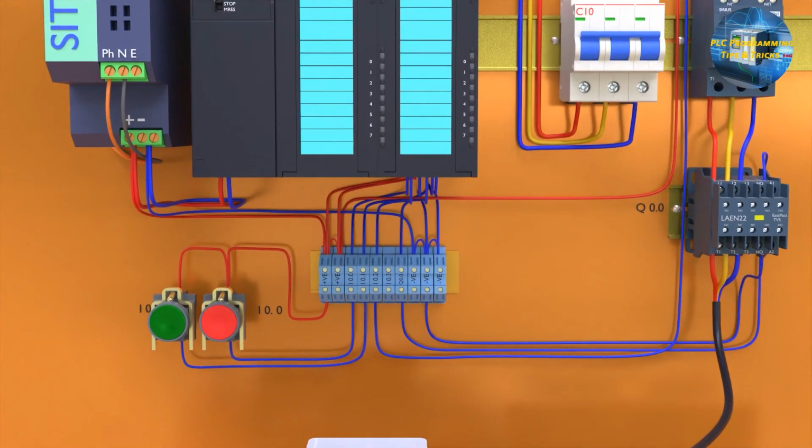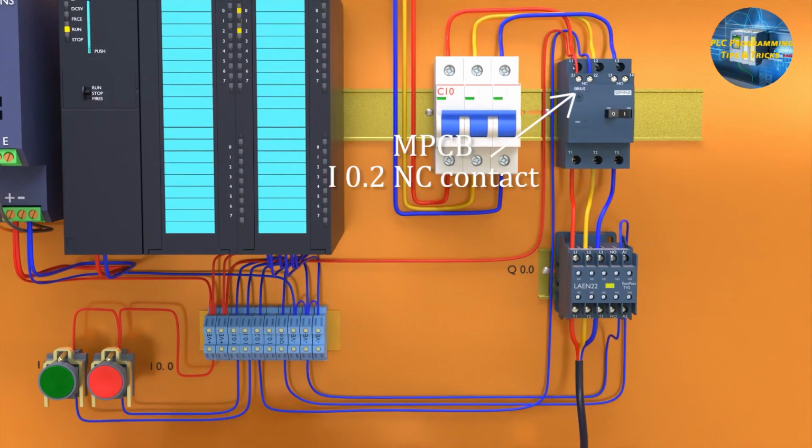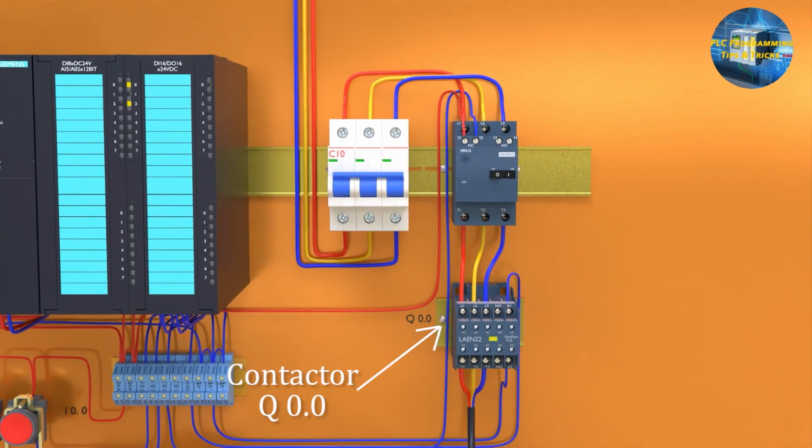Next we have a motor protector breaker. Its normal close auxiliary contact is wired at the I0.2 input of the PLC. Next, we have a motor contactor which is energized by the Q0.0 output of the PLC. Let's see the program for this DOL starter application.